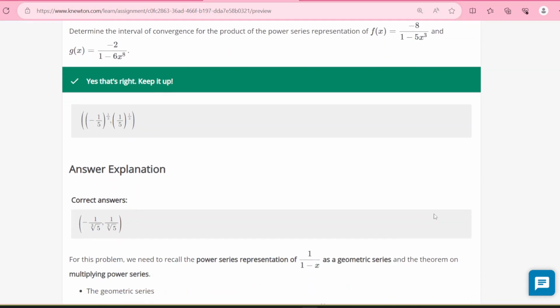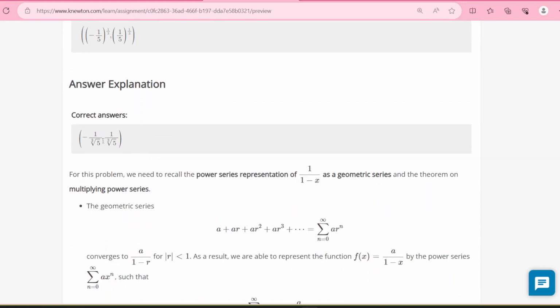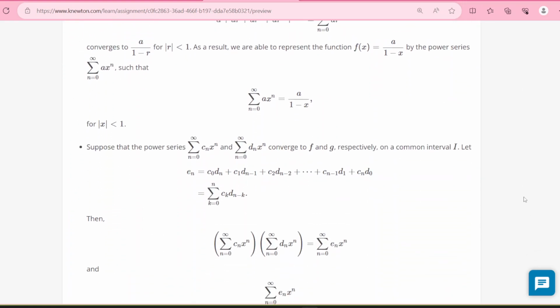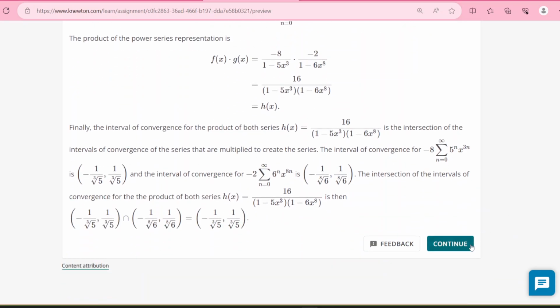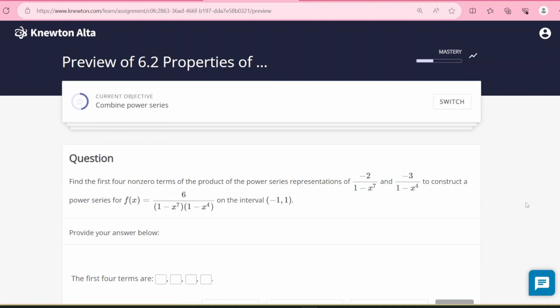Okay. They wrote it a little simplified here with cube roots, but yeah. And again, it's just like sums and products. In order for the sum or product of series to converge, both series need to converge. So you're looking for the intersection of the individual intervals of convergence. Where do they overlap?